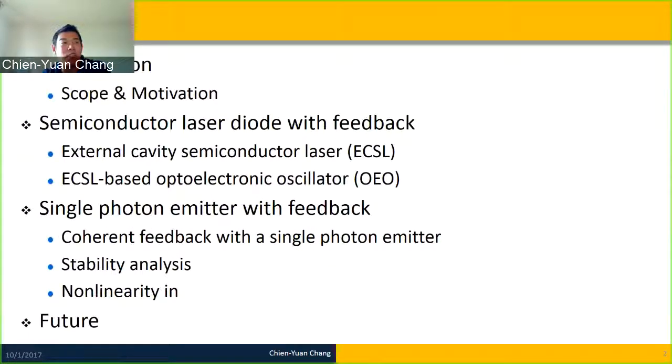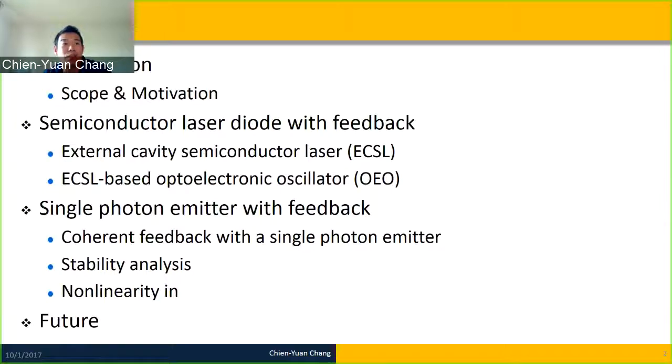This is how my talk is arranged. I'll first introduce the outline, why we care about this study and why we want to do this research. Then I'm going to move on to two setups. One is a semiconductor laser with feedback, and I'm going to introduce the setup and one of the applications that we have been working on in the last 2 years.